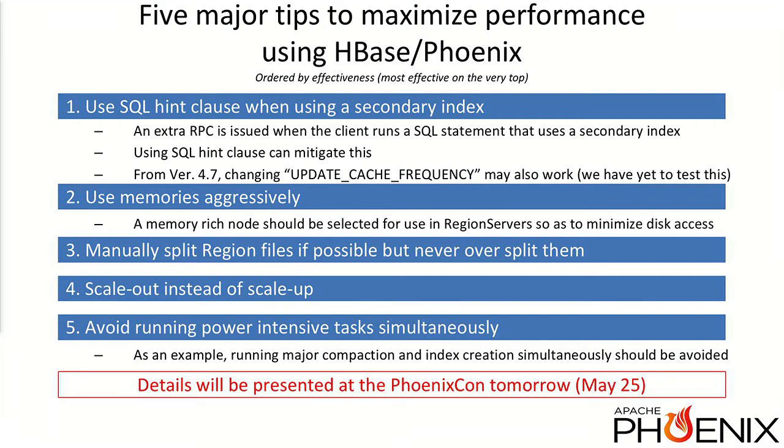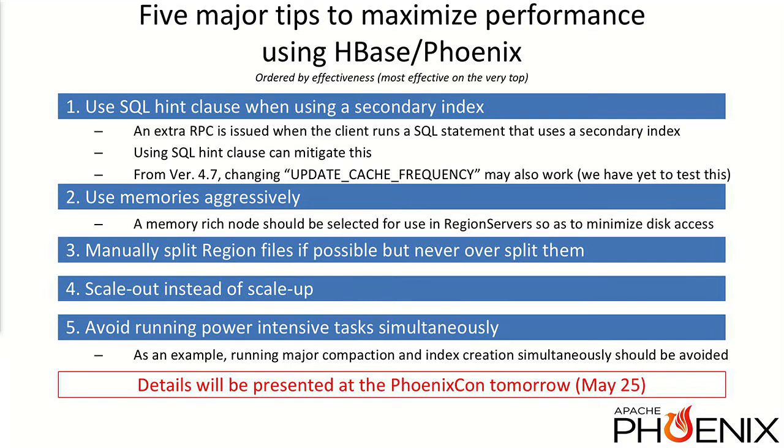Now, if you use the hint clause, this can be mitigated, and we use version 4.3, but from the newer 4.7 series and beyond, there's a new parameter by the name update cache frequency. We haven't tested this ourselves yet, but this may also work.